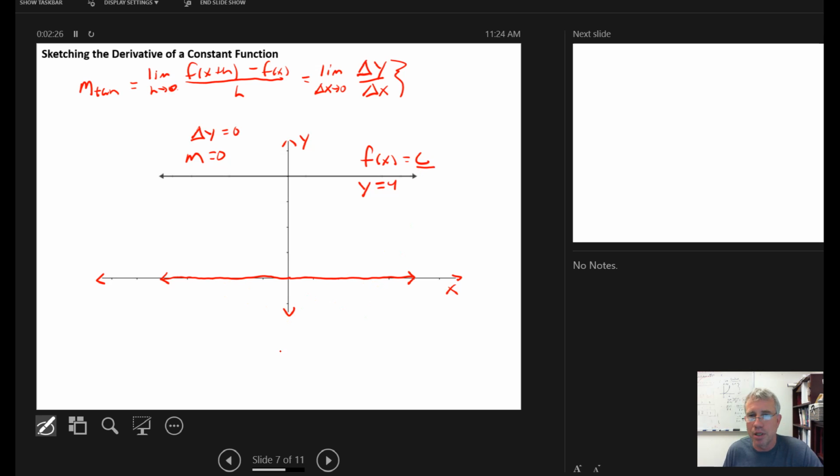It is just going to be f of x, or f prime of x, because we're talking about the derivative of f of x. f prime of x is just going to be 0.